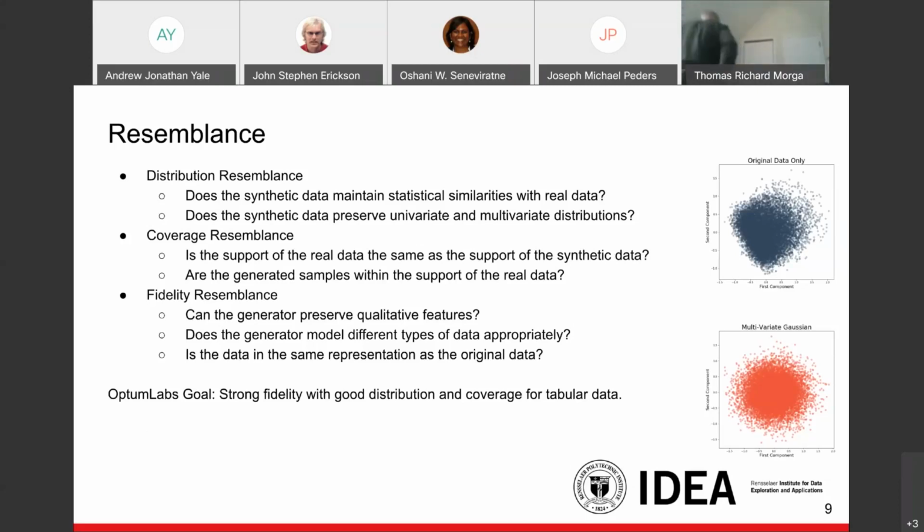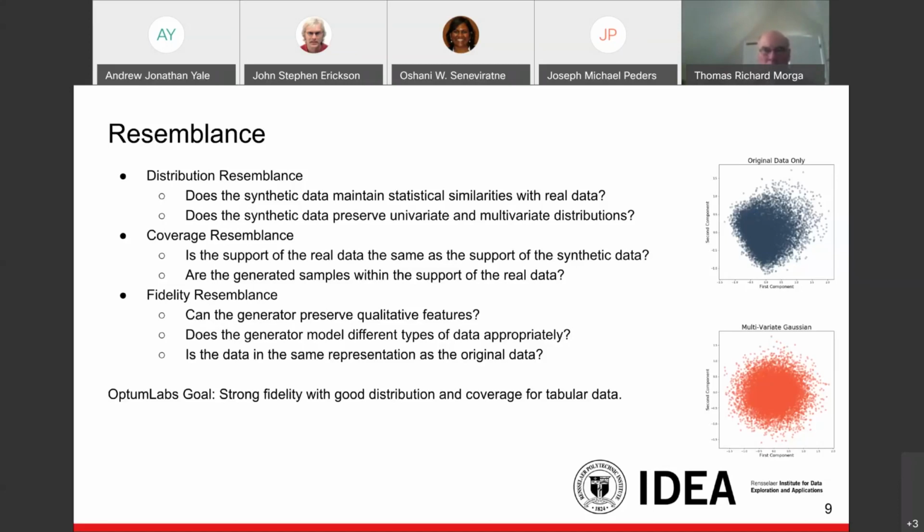For instance, if age is in the real data as a discrete value, a lot of methods that generate synthetic data will then bin the age into 10 to 20, 20 to 30, et cetera, just to make sure that privacy is preserved. But you lose a lot of resemblance in that, because it's almost like a different feature at that point. So we want to be able to preserve the qualitative features.